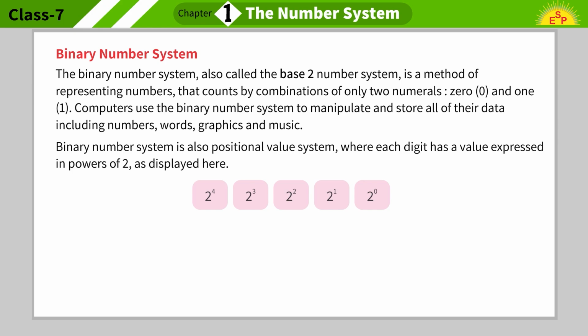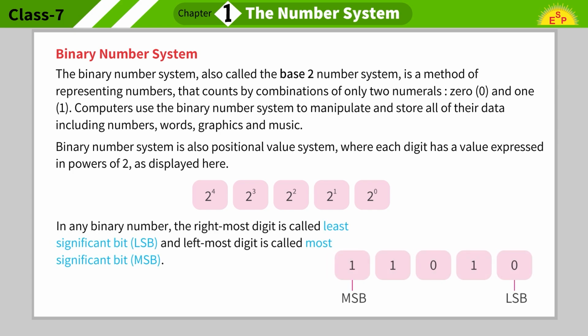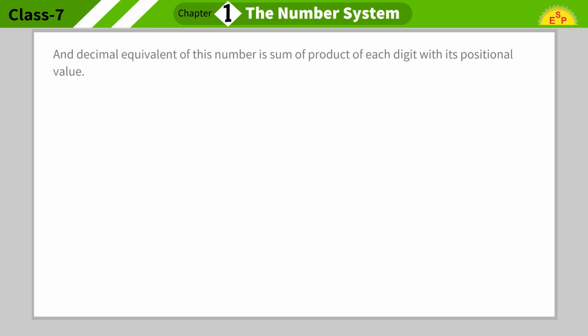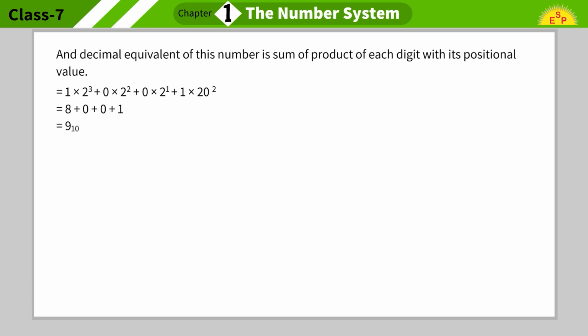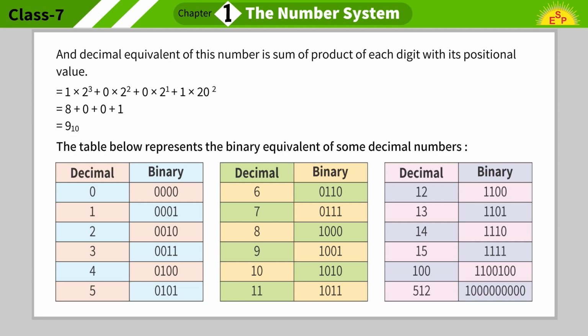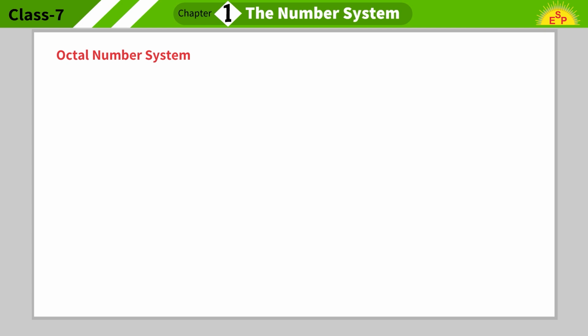Binary number system is also a positional value system, where each digit has a value expressed in powers of 2, as displayed here. In any binary number, the rightmost digit is called the least significant bit (LSB) and the leftmost digit is called the most significant bit (MSB). The decimal equivalent of this number is the sum of the product of each digit with its positional value. The table below represents the binary equivalent of some decimal numbers.